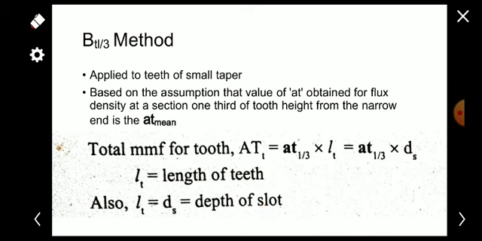So these are the main three methods for finding the MMF of teeth. I hope all of you understand the three methods well. Mostly the graphical method is asked in university question papers, so that is very important. So try to learn all these three methods. Okay, so thank you.